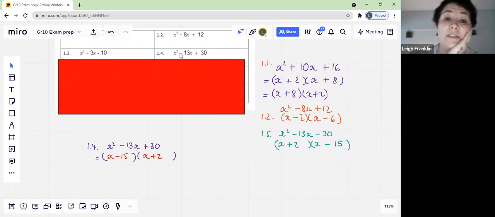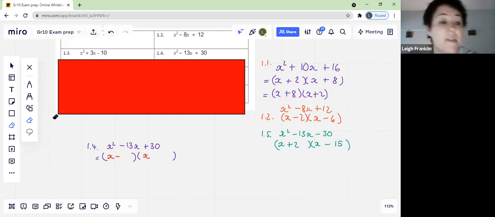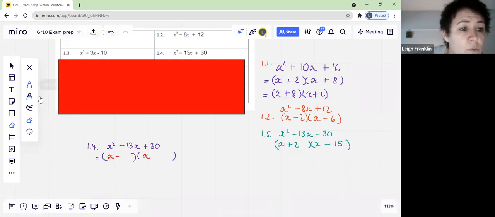The middle term is negative, the last term is positive. So that means that both brackets have to be minus. So quite right. I don't know why I was still hung up on the 15 and the 3 from the previous question, but that is not going to work at all. Okay, so here, let me just rub that out. Thank you very much for pointing that out, whoever it was.